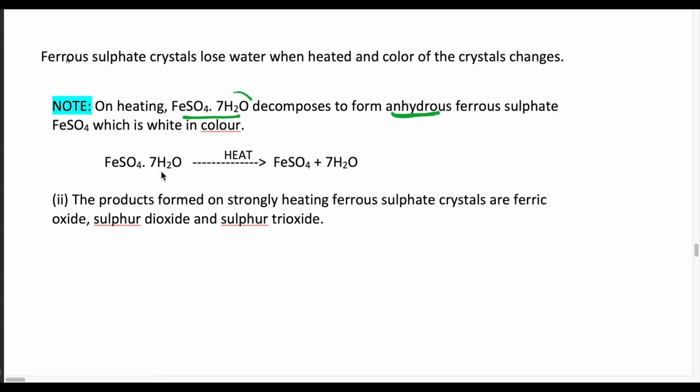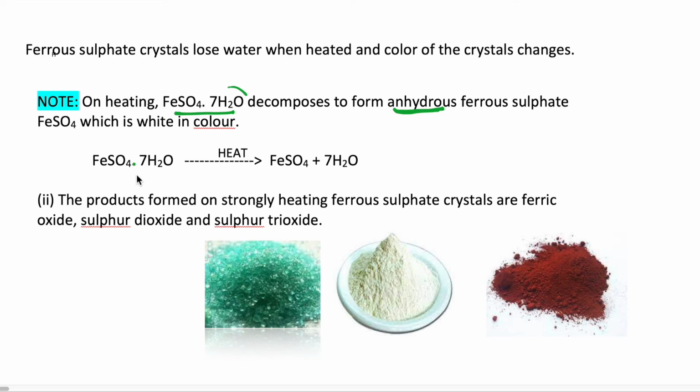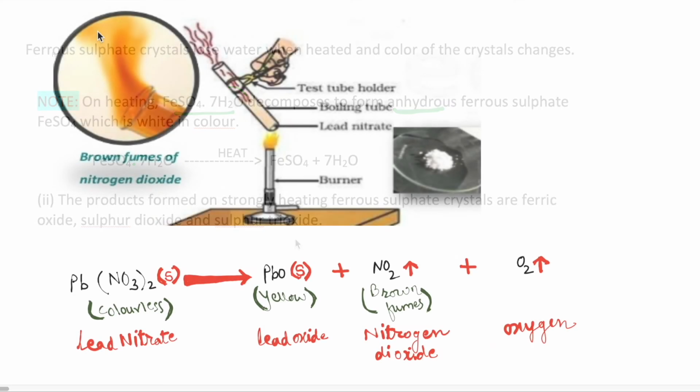This is shown here in this reaction, FeSO4·7H2O. This is green ferrous sulfate crystal. On heating, it loses the water of crystallization and forms FeSO4, which is white in color, plus 7H2O. Thus, we have seen that the products formed on strongly heating ferrous sulfate crystals are ferric oxide, Fe2O3, sulfur dioxide, SO2, and sulfur trioxide, SO3.